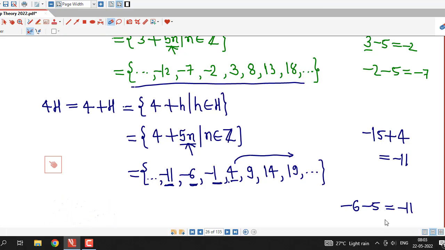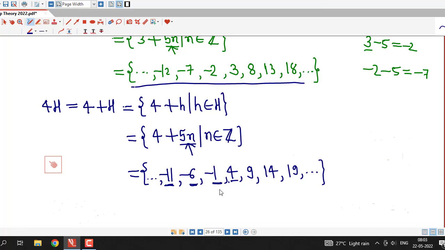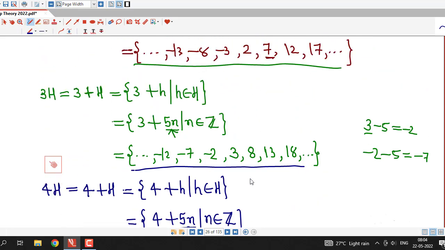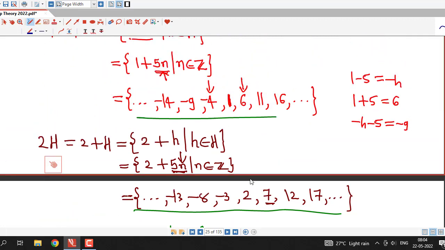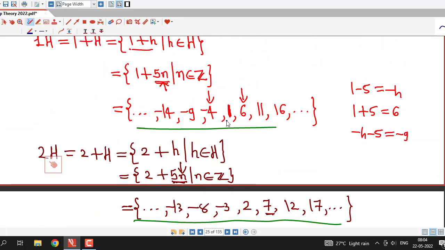Be careful while writing the elements. So the succeeding element can be obtained by adding 5 and the previous element can be obtained by subtracting 5. If I want to write down the element after this, I will add 5, 14 plus 5, that is 19. And if I want to write down the previous element, I will subtract 5 from 14, that is 14 minus 5, which is 9. And in all the left cosets, we can see that this pattern will follow.